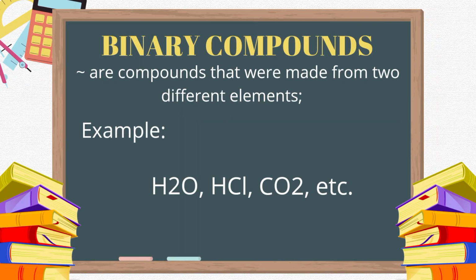So the last subtopic I'll discuss would be binary compounds. Binary compounds are compounds that are made from 2 different elements, for example, H2O, HCl, CO2, etc. By using combustion analysis, the chemical formula of a binary compound containing oxygen can also be determined. This is particularly helpful in the case of combustion of a metal, which can result in potential oxides of multiple oxidation states.